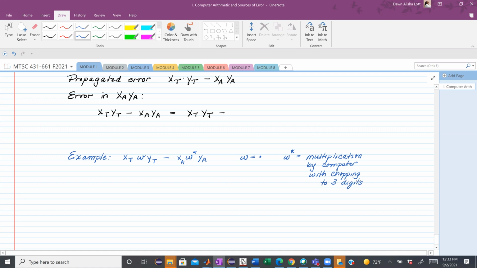Okay, so my X true is 0.1234567, and my Y true is 0.24682.